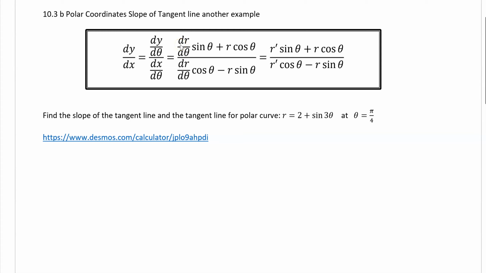This is another example of finding the slope of the tangent line for our polar curve. So we have r equals 2 plus sine 3 theta, and we could plug those into x equals r cosine theta and y equals r sine theta and take the derivative. But I want to use our formula that we've already created.